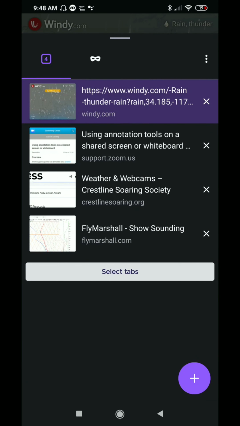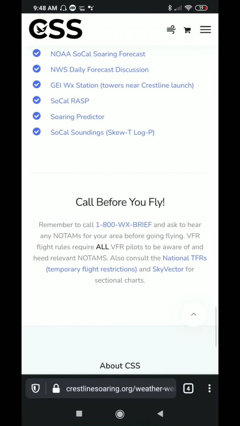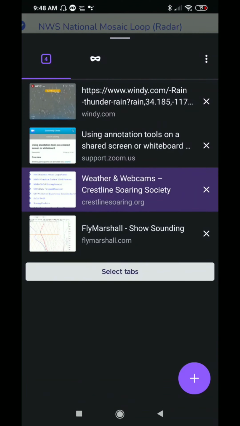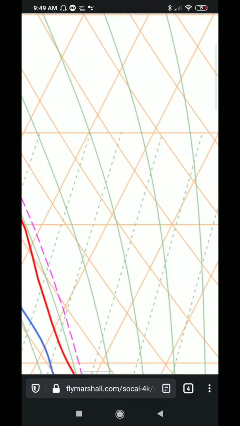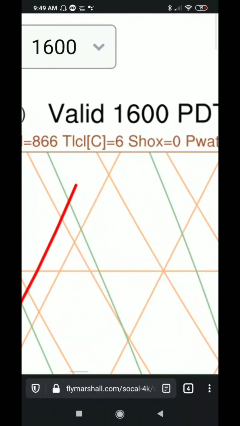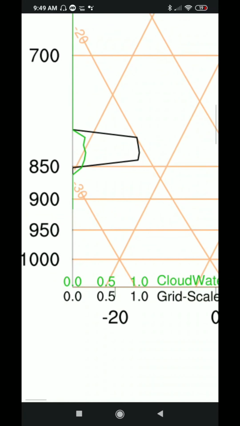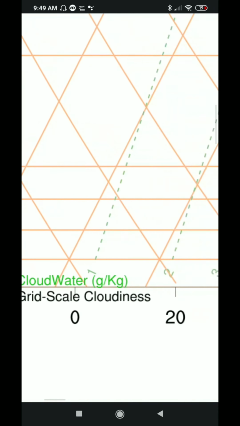We can look at the bottom link on this Crestline Soaring page, the SoCal skew-T. And what this is showing, first of all, we have to select for 4 p.m., which I've done already up here. And here's our graph. Immediately we can see we have this layer of clouds and precipitation.